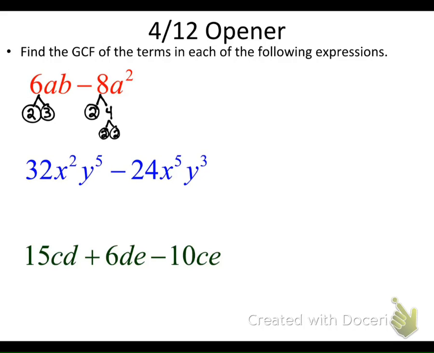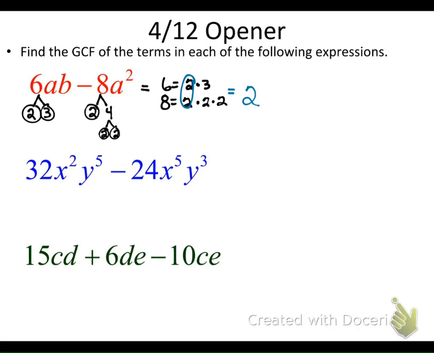I'm going to come up to the right here and write out 6 and 8. The factors of 6 were 2 and 3, and the factors of 8 were 2 times 2 times 2. From here, I'm trying to find the common factors. They share one 2. So the greatest common factor for 6 and 8 is 2.